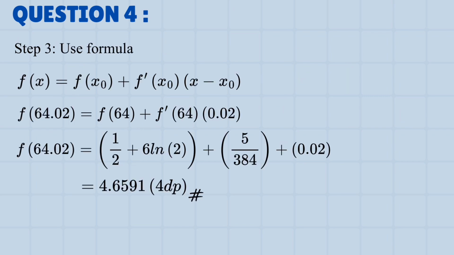For the last step, we are using the linear approximation formula, which is f of x is approximately equal to f of x naught plus f prime of x naught times delta x. And we will get f of 64.02 is approximately 1 over 2 plus 6 times ln of 2 plus 5 over 384 times 0.02. You'll get approximately 4.6591 to 4 decimal places.